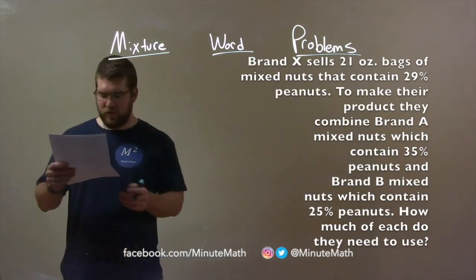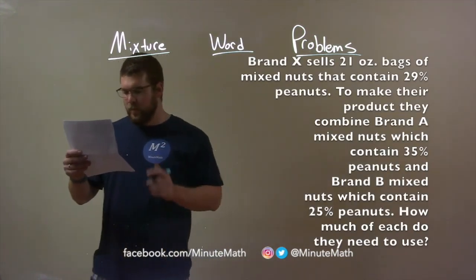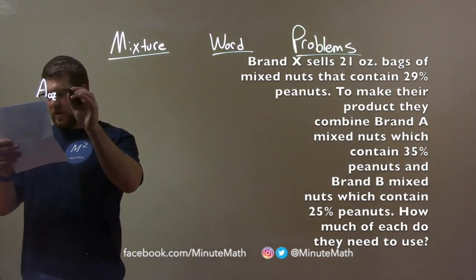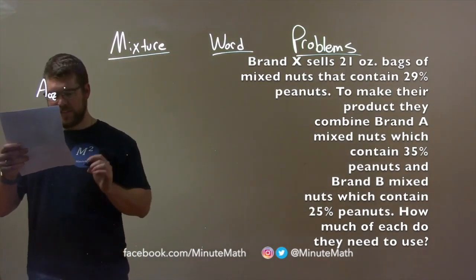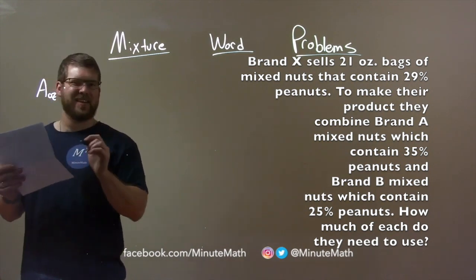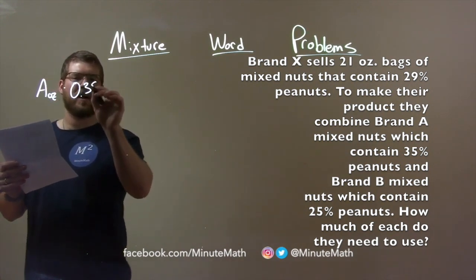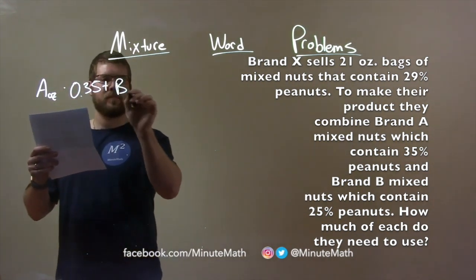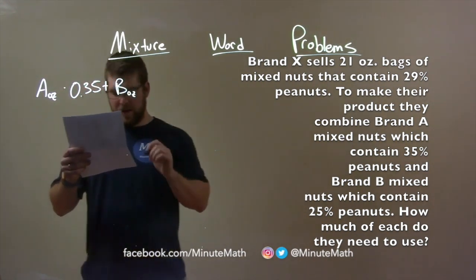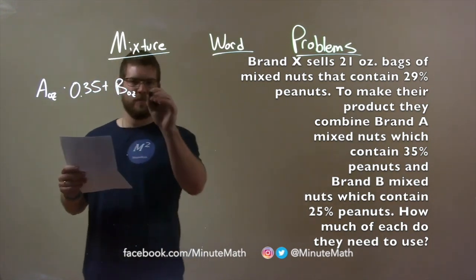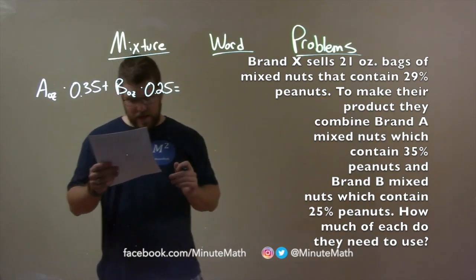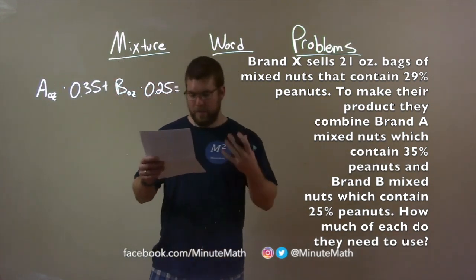All right. So, first thing, we have Brand A. Brand A in ounces contains 35% peanuts. So multiply as a decimal, 0.35. When we combine that with Brand B ounces, which we don't know, but that contains 25% peanuts, so as a decimal, 0.25. That's going to equal our final amount, Brand X.